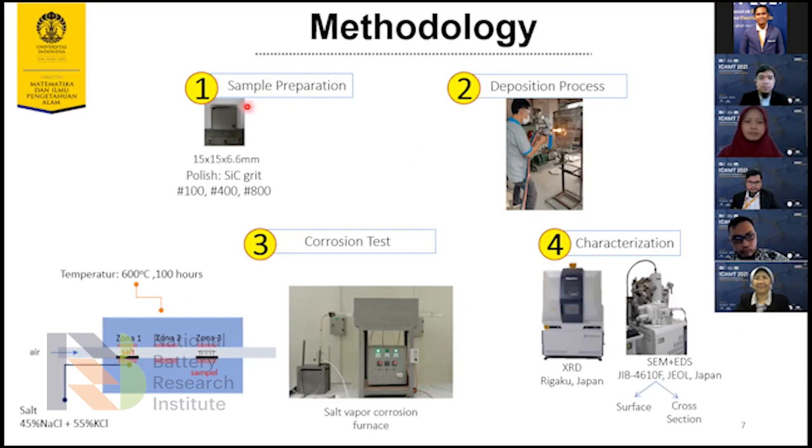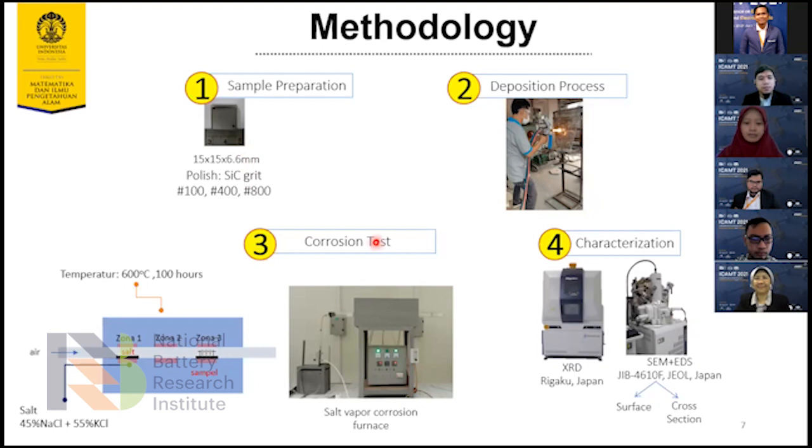First is sample preparation. We used low carbon steel for substrate, and then chromium carbide nickel chromium for material coating. And the next step is the deposition process. Before the deposition process by flame spray, we do blasting on the sample. And the next is the corrosion test.